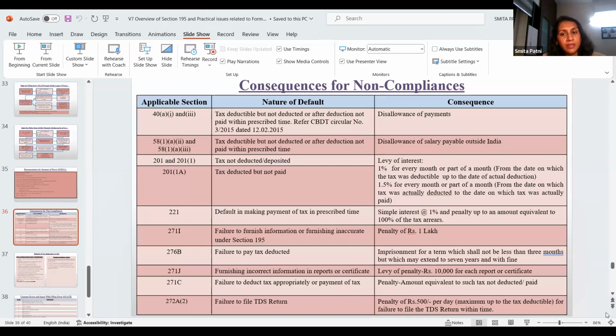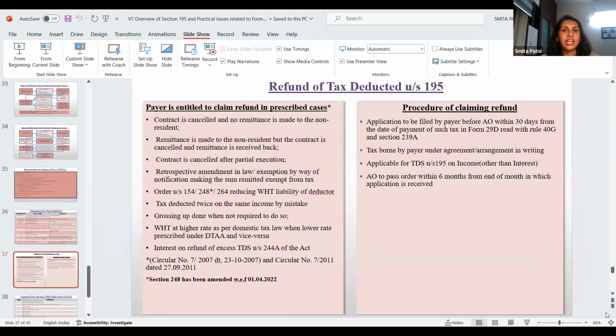As I already informed, a penalty of 1 lakh is there in case you furnish wrong information under section 195. There is also imprisonment in case of failure to deduct or pay. So kindly be very careful that you have to deduct tax and you have to pay tax. If you deduct tax and you do not pay tax, then there is imprisonment. So these are the consequences of non-compliance of section 195.